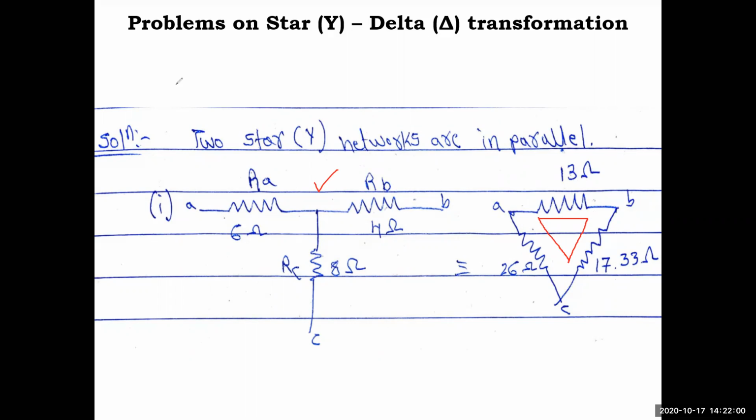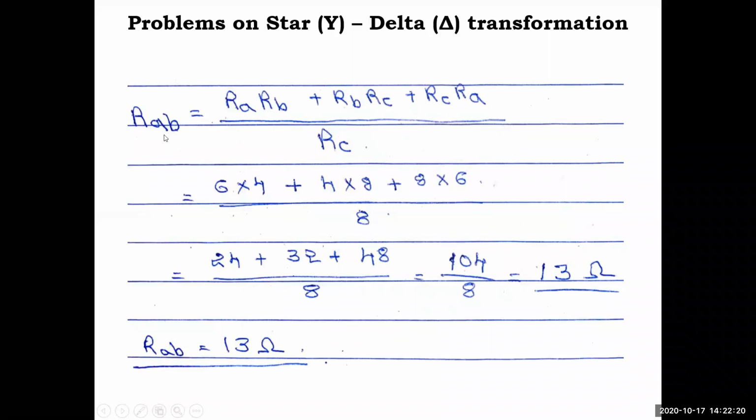Formula, you know what to do: two resistances at a time, you multiply the product and then divide by the opposite resistor. Take 6, 4, 8 and divide the product by the opposite to get the values of RAB, RBC and RCA. Very simple. RAB equals RA RB plus RB RC plus RC RA, the product I told you to do first. So 6 into 4, 4 into 8, 8 into 6. The total comes to 24 plus 32 plus 48, 104.